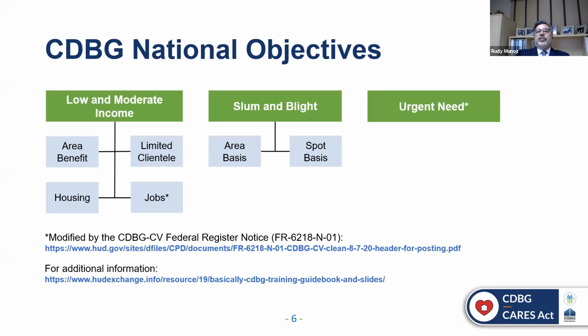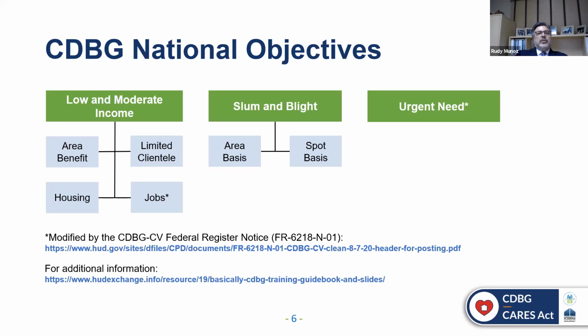Of the 3 national objectives, the CDBG statute prioritizes low and moderate income by requiring that at least 70% of the non-administrative CDBG funds be spent on activities that meet the low and moderate income national objective. The national objectives that this presentation is going to focus on include some of the more commonly used national objectives, and those include limited clientele, low mod jobs, and urgent need.